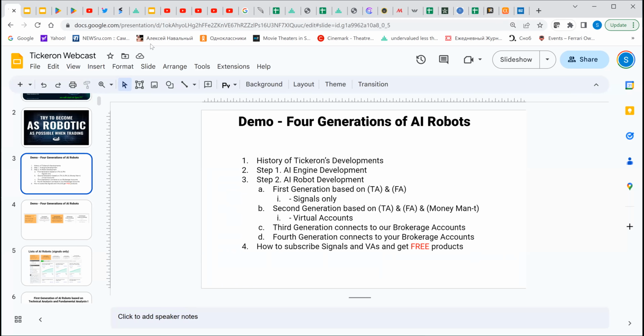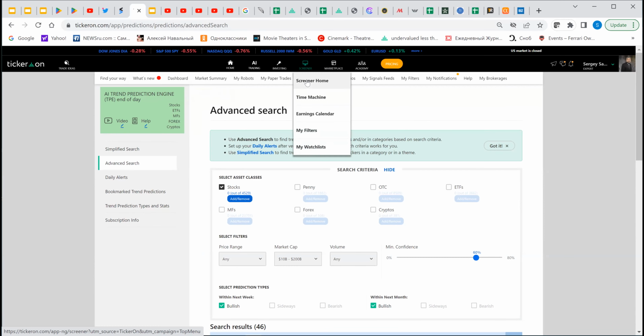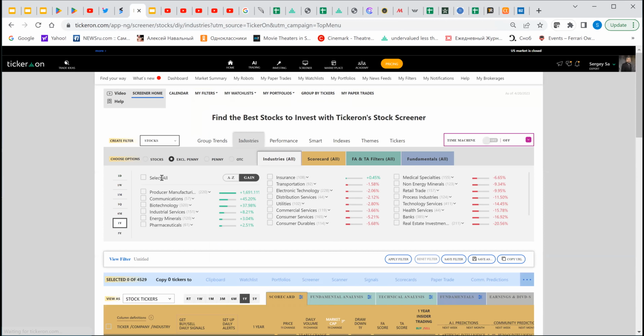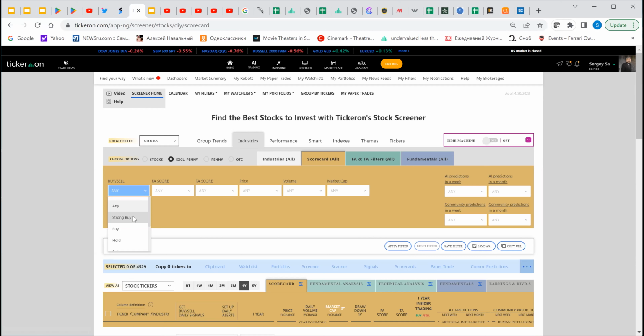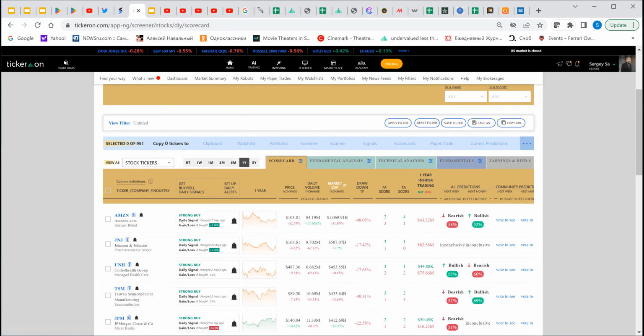So what I actually did, I said, okay, the first step I do is go to the screener and select what I like. For instance, I go here, I select strong buys, apply filter, a very sophisticated screener. And now I have all strong buys. I take, let's say, 20.